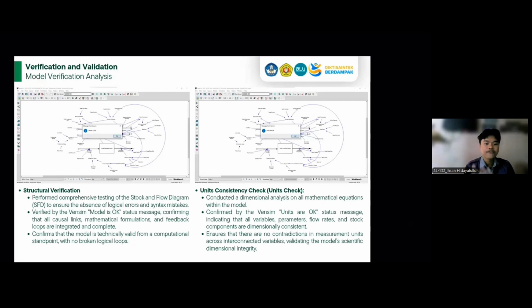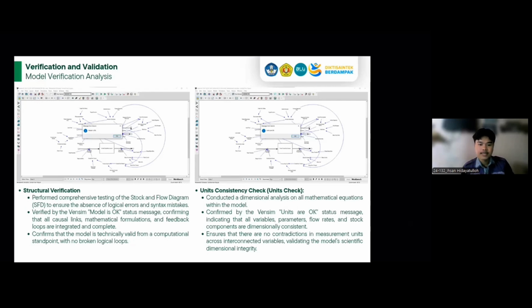So, verified by VENSIM, the "Model is OK" status message confirms that all causal links, mathematical formulations, and feedback loops are integrated and complete. And the last, it confirms that the model is technically valid from a computational standpoint with no broken logical loops. And the second method is unit verification or unit consistency check.